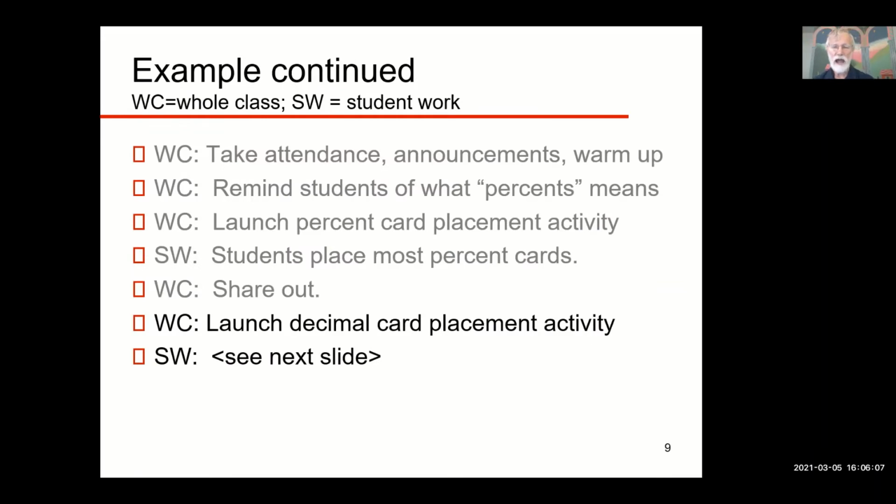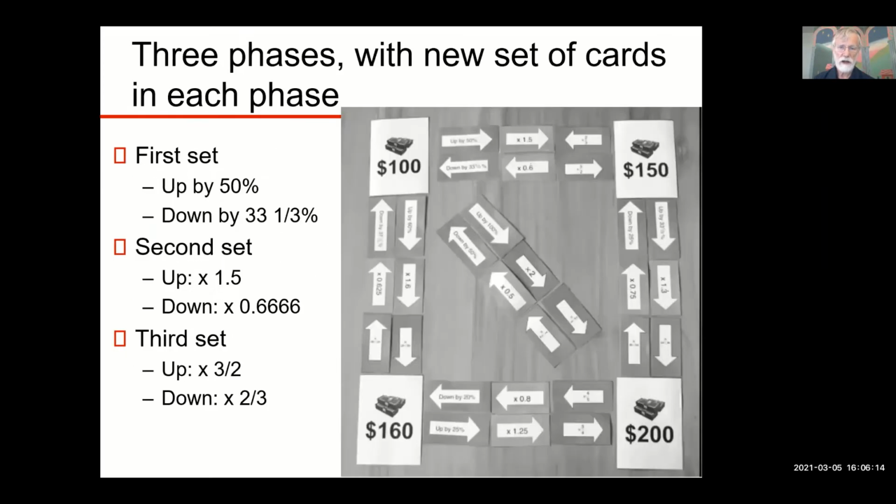Typically, after the share out, the teachers launch the next activity, which in this lesson consists of putting decimal cards. So here is the completed activity. First they put up the percent cards, I showed you that. The second activity is to put decimal cards up, like 1.5 and 0.666. And then there's another whole class get together, and then the third set of cards is handed out, and the students place that, and then there's a final share out. Okay, so you can sort of see that's a typical middle school lesson.